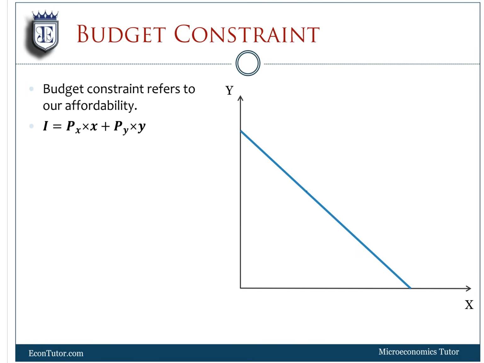So the idea of a budget constraint is pretty simple. It's saying that your income is equal to the money you spent on good X, which is price of X times the quantity of good X, plus price of good Y times the quantity of good Y.